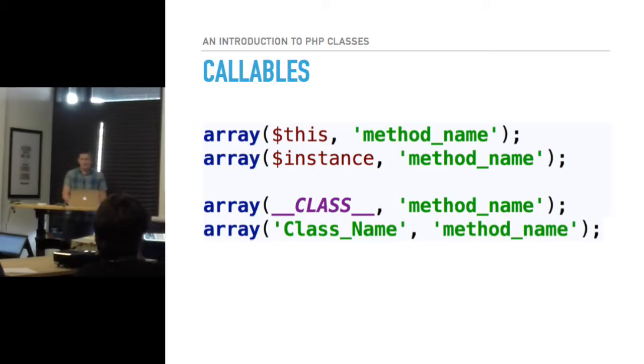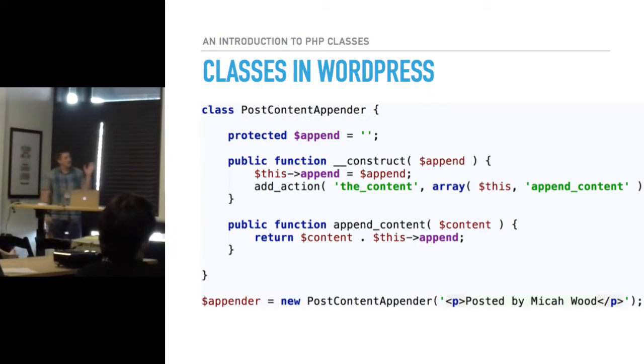So I tried to think of the most basic example of something that would be useful in WordPress, that would be a good example of using these types of things. So this is what I came up with. It's a class I call PostContentAppender, right? So from the name, it's very obvious. You want to add something onto the end of a post's content.